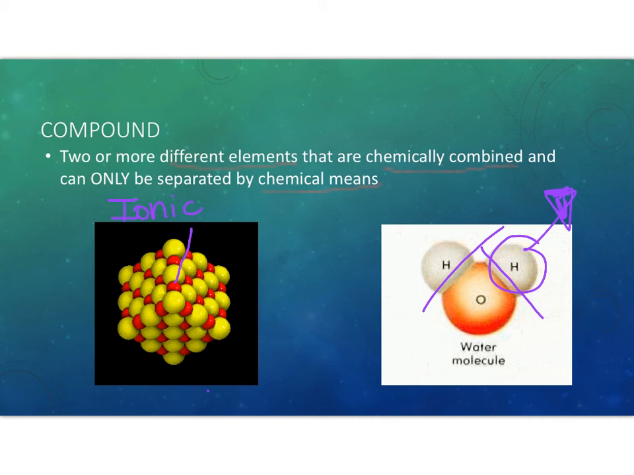So remember, I have reactants on the left. They form products over here on the right. All we've done is rearrange that matter, but in the reactant side, we break bonds, and in the product side, we form new bonds.